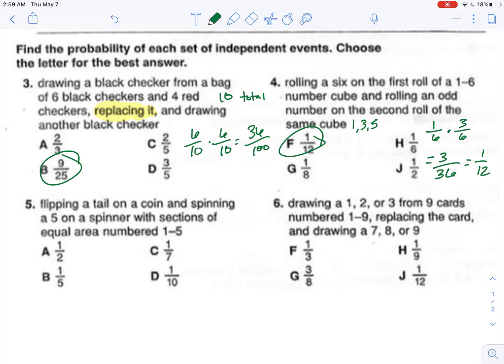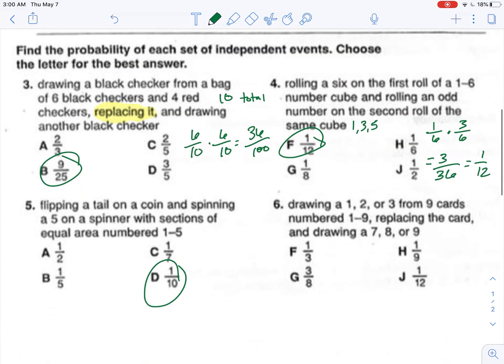All right, why don't you pause the video and try 5 and 6 if you want to. Number 5, flipping a tail, 1/2, times 1/5 is 1/10. And then this says I have 3 options that would make me happy out of 9, so that's 3 out of 9 times, and then I put the card back, and I draw a 7, 8, or 9, times 3 out of 9. This would be 1/9 if I simplified.